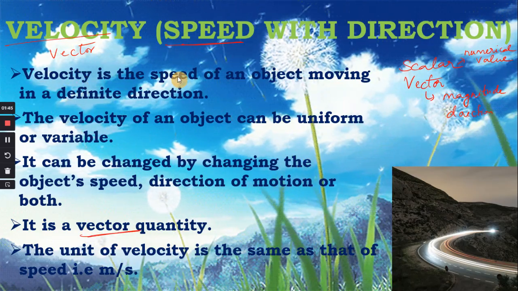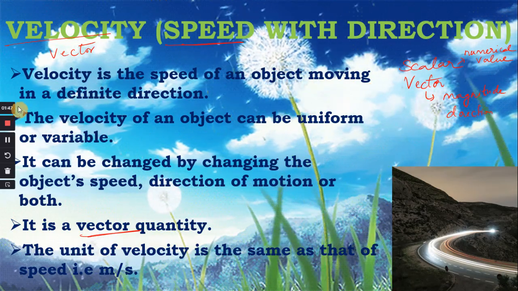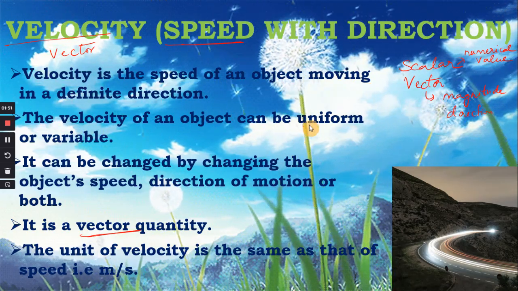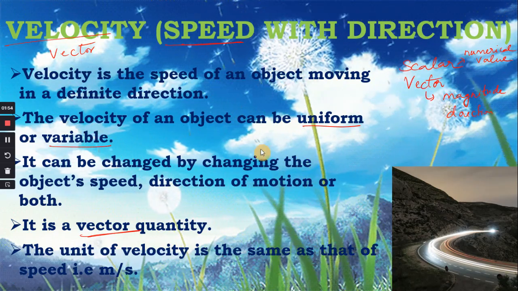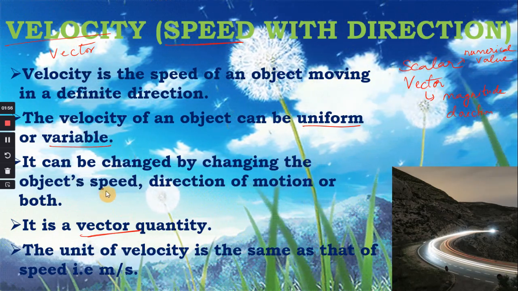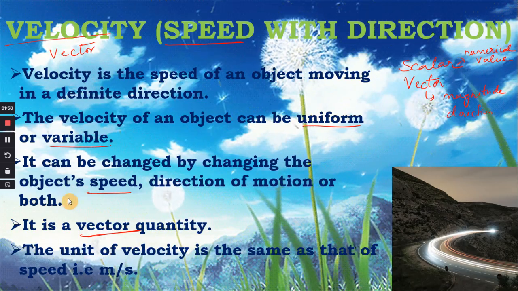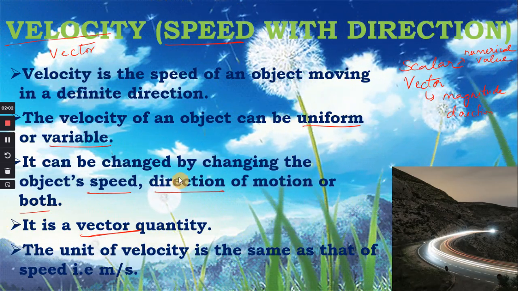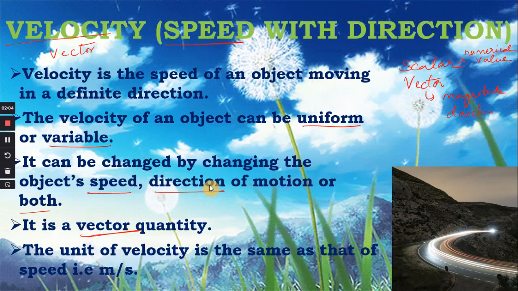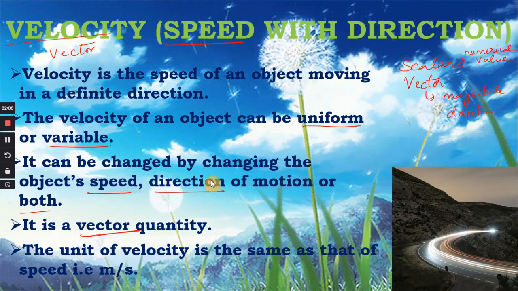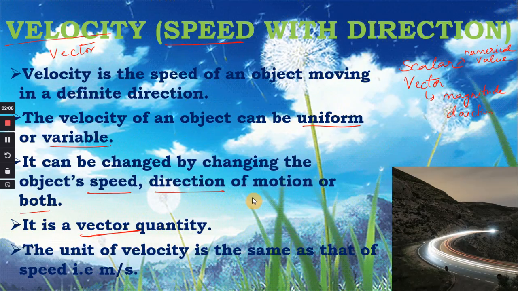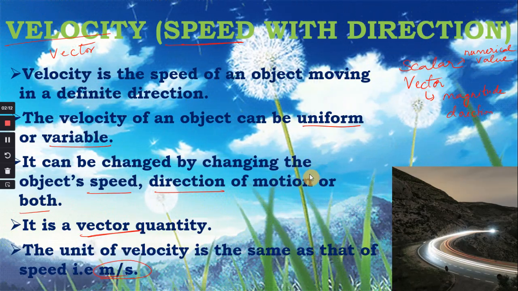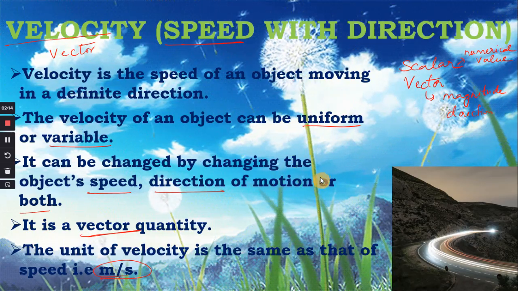So what is velocity? Speed of an object moving in a definite direction. This velocity can be uniform or it can be variable. So how can we change it? By changing the numerical value, that is the object speed, or the direction, or both. That means either one can also change. Just by changing the direction also it can change. It is a vector quantity and the unit is the same as speed, that is meter per second.